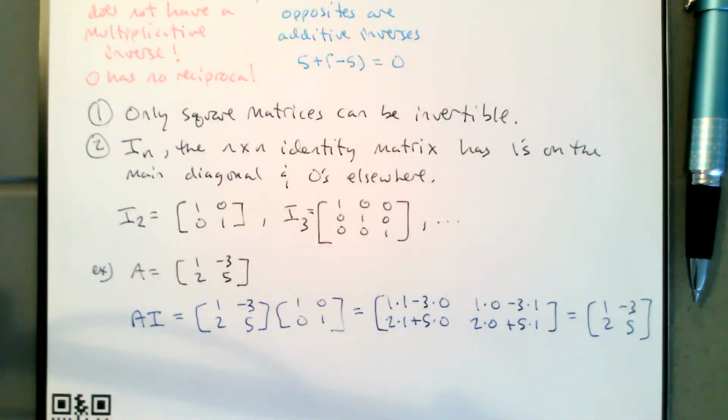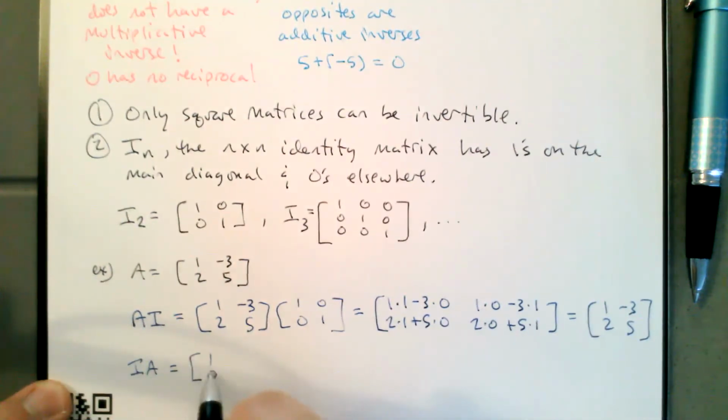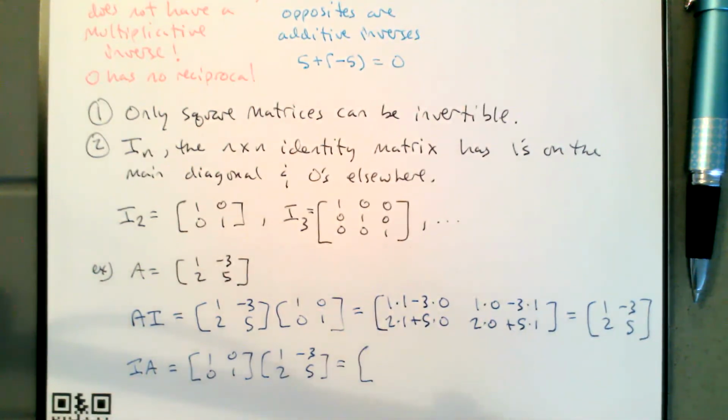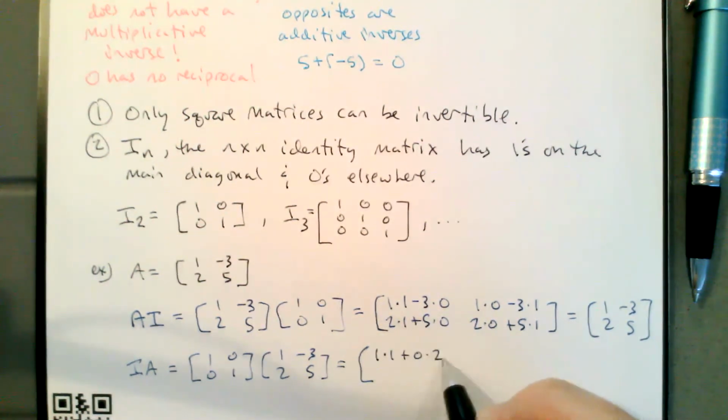If I put the identity matrix on the other side, I should also come up with A. So let's calculate IA. Now, if we think in terms of combinations, this 1, 2 column of A is going to grab 1 copy of the first column of the identity and 2 copies of the second column of the identity. And that's just going to give us 1, 2. So let's see that in action. I'll do 1 times 1 plus 0 times 2.